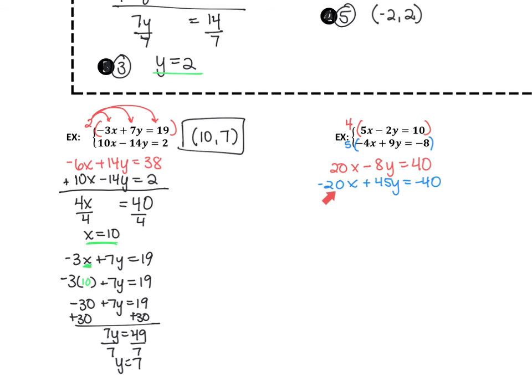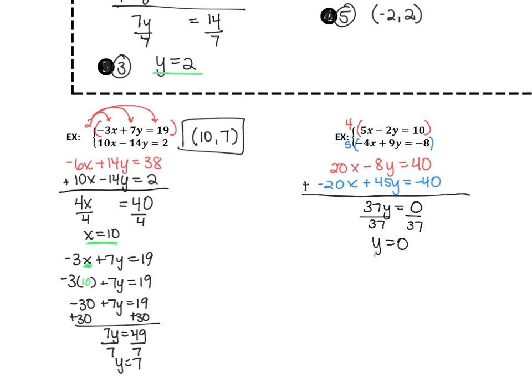One positive, one negative. Okay, so now what I'm going to do is add these two equations together, because adding a positive and a negative together is going to eliminate that term. So my x's are going to go away. And now what I'm left with is 37y equals 0, 40 minus 40. And when I divide by 37, I get y equals 0. So there's one of my variables.